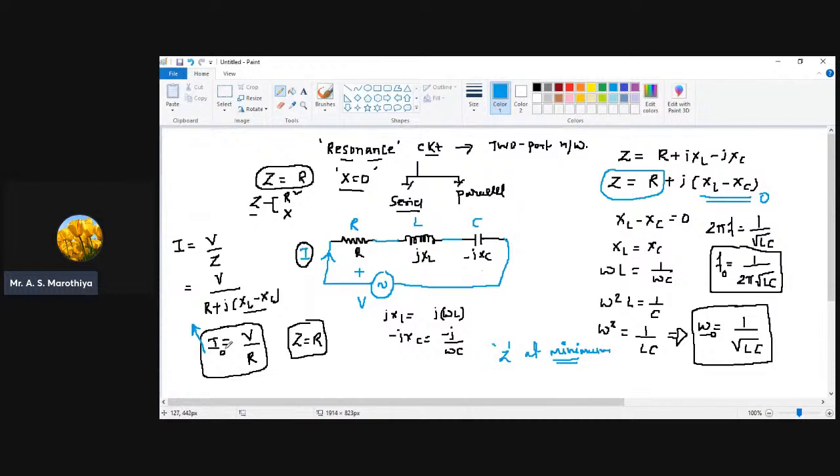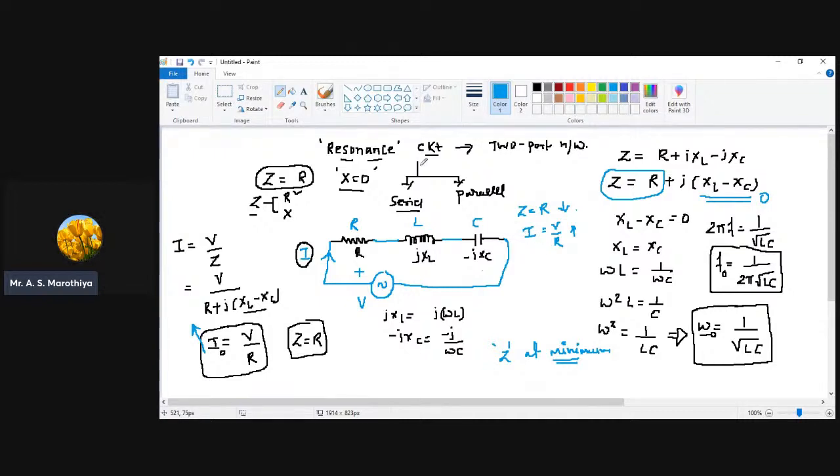This is very important. That means in case of series resonance circuit, the effective impedance of the circuit is going to be equal to R, which is the minimum possible value. Hence, the current is going to be equal to what? V by R, which is the maximum possible value. So at series resonance, the current flowing through the circuit is at its highest possible value. This is very, very important.